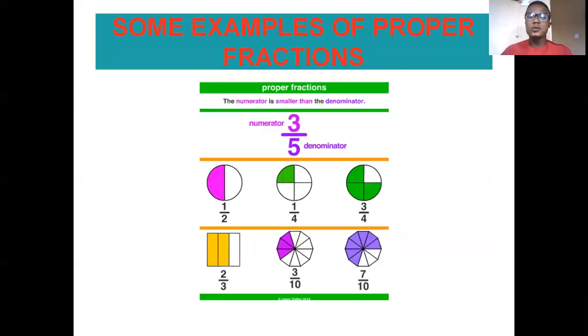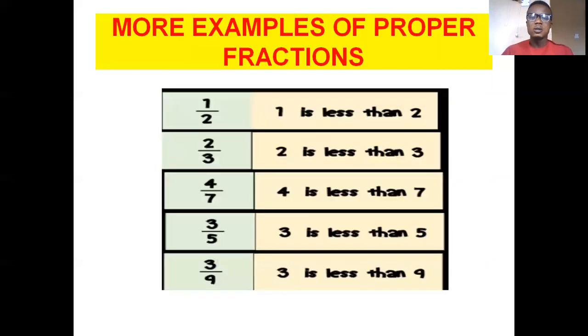Okay, some examples of proper fractions. You can see 3 over 5. Of course, 5 is bigger than 3. 5 persons can carry 3 persons. 1 over 2, 1 over 4, etc. You can see 7 over 10. 10 persons comfortably can carry 7 persons. That makes it proper, or more worthwhile. So more examples of proper fractions. You can see that 1 is less than 2, 2 is less than 3, 4 is less than 7, etc. The number on top will always be less than the number below, for the number below to be able to carry it. So it is proper that bigger persons carry smaller persons. That makes it proper.